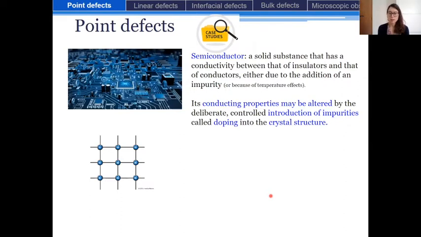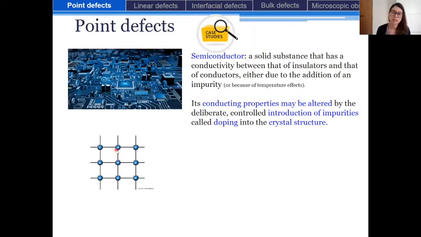So the conducting properties of semiconductors may be altered by the deliberate, controlled introduction of impurities, called doping, into the crystal structure. So let's consider a silicon, pure silicon material, or almost pure, right? A silicon material and its crystal lattice. If you have a look at the electronic configuration of silicon, it has 4 valence electrons and it is able to form covalent bonds with the neighbor atoms.